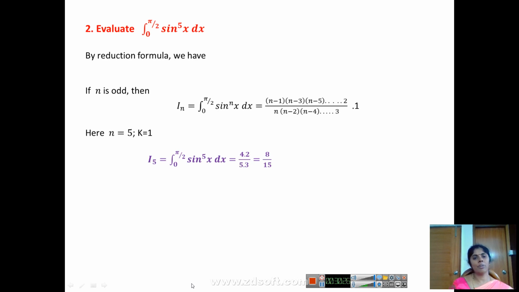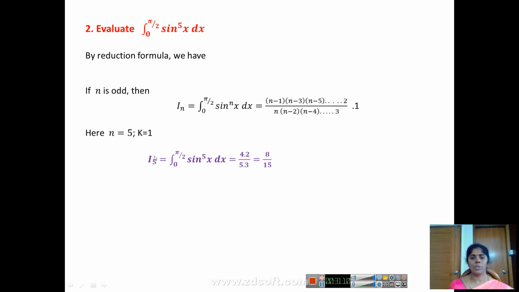And the second problem here we have considered with the definite integral 0 to pi by 2 sin to the power 5 of x into dx. So by the reduction formula, In equals integral 0 to pi by 2 sin to the power n of x dx, which can be considered as n minus 1 by n into n minus 3 by n minus 2, n minus 5 by n minus 4, up to k. We can consider here, the given n is equal to 5. 5 is an odd number, so k can be considered as 1. That's why here I consider it is equal to 1.